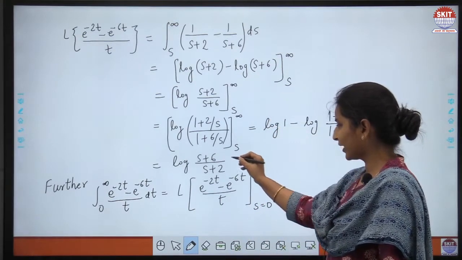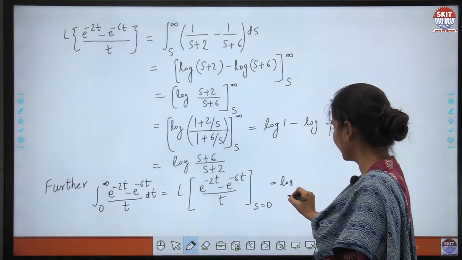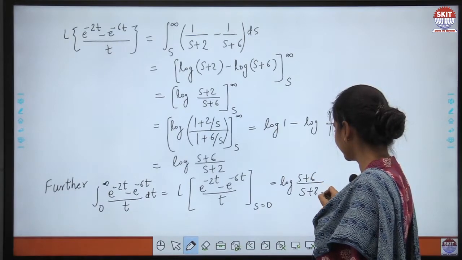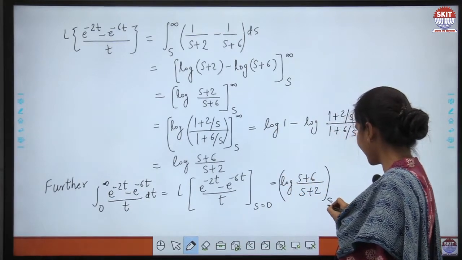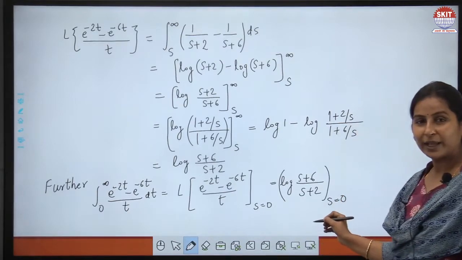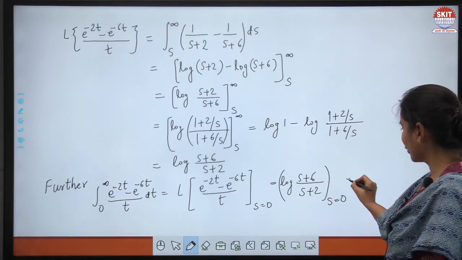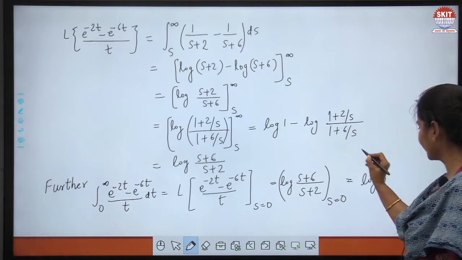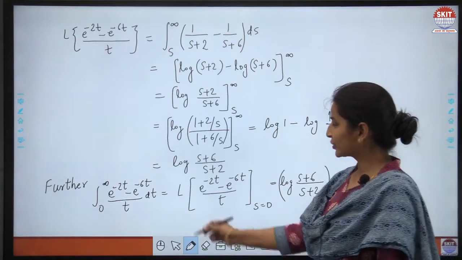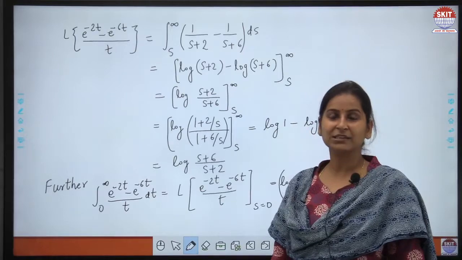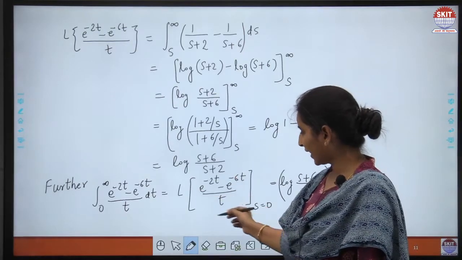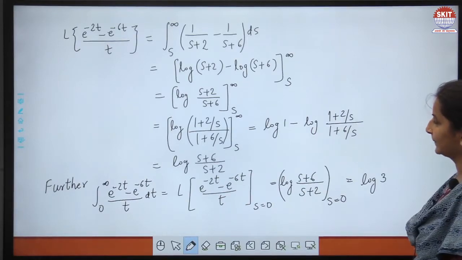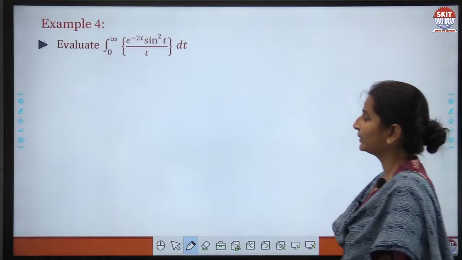So again I have calculated the Laplace, I replace it here, log of s plus 6 by s plus 2, and I have to replace s by 0 here. So when I put s as 0, this gives me log of 6 by 2, or I get the result as log of 3. So this is our evaluation of the integral. So you can evaluate any definite integral by means of calculating its Laplace transform and then replacing the value of s accordingly. Let's take one more example.